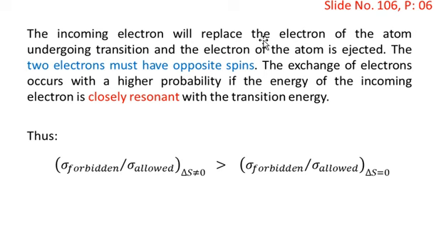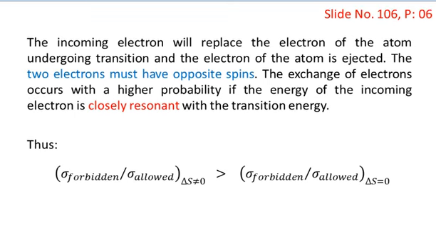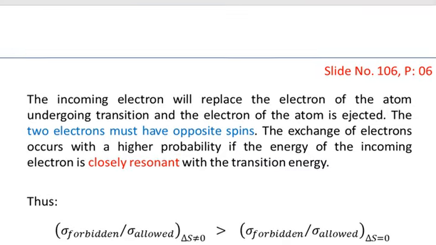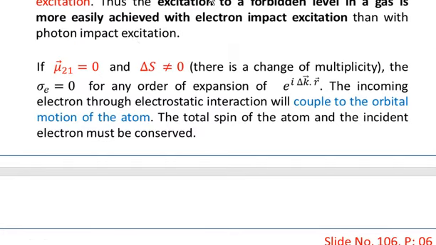So this is a very special and also a very rare case that we are considering, the case when mu to 1 is equal to 0 and delta S is not equal to 0. All the terms in the expansion of e to the power iota delta k dot r will contribute 0, so sigma E will be equal to 0.